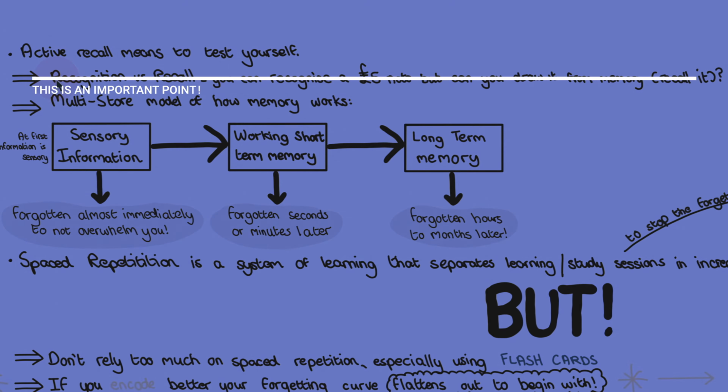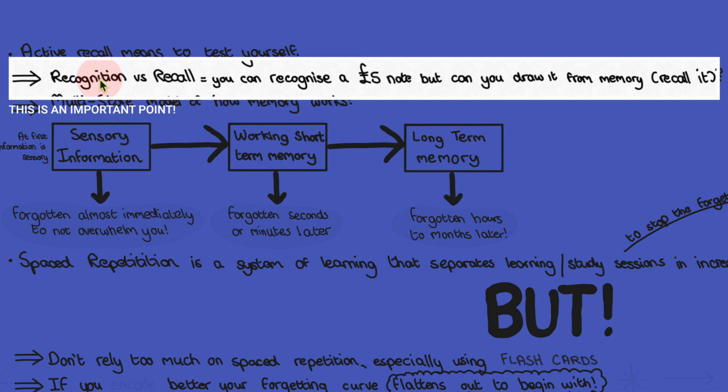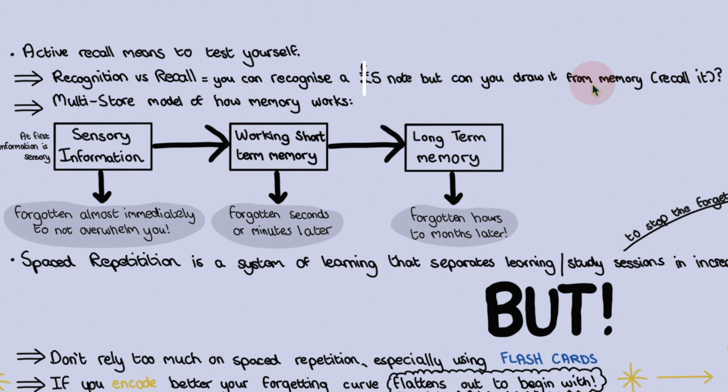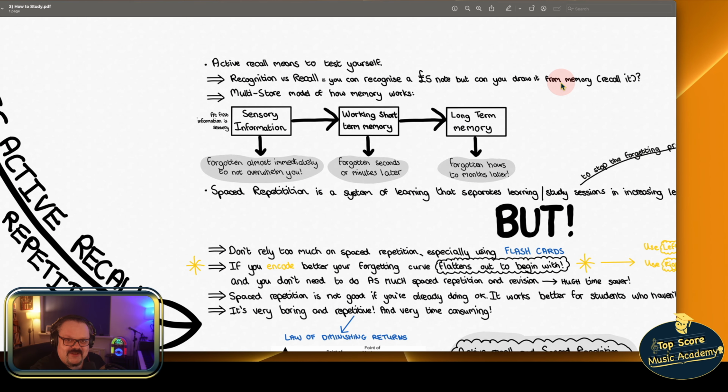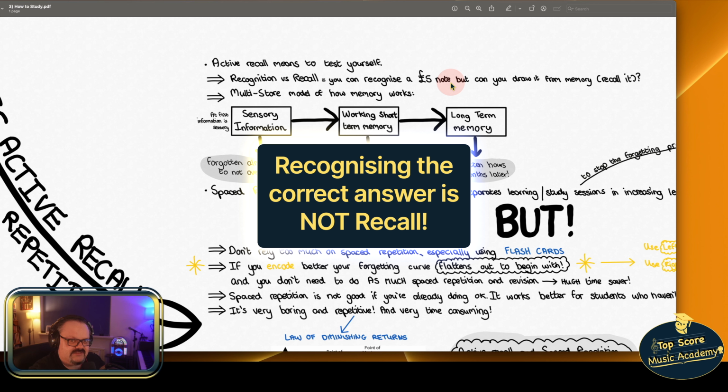So it's different, as I say, to recognition. What's the difference? Recognition versus recall. You can recognize a £5 note, but can you draw it from memory accurately? All the little details that you would see. Well, of course you can't copy it from memory because it's meant to be quite complicated to avoid fraud and to avoid people being able to create their own banknotes. But you would recognize it. Easily recognize a banknote. So that's the difference. Recognizing something is not recall.